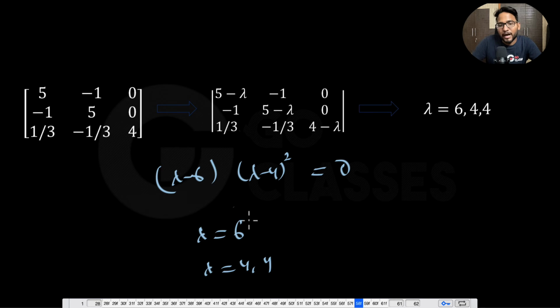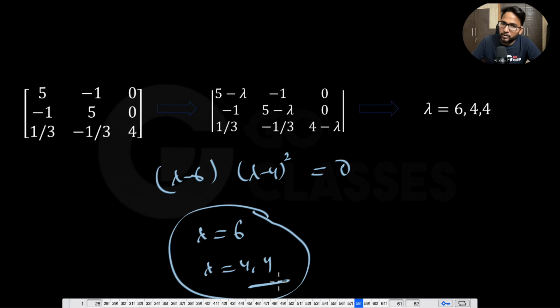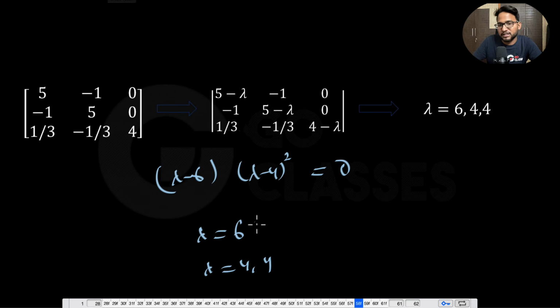So I got 3 lambdas, out of which two lambdas are the same. I hope that is fine. Now let's do one thing. Let's find the eigenvectors corresponding to 6, and the eigenvectors corresponding to 4, and then let's see what is happening there.